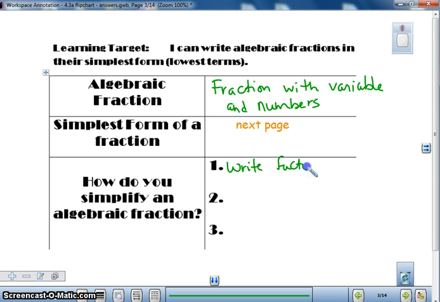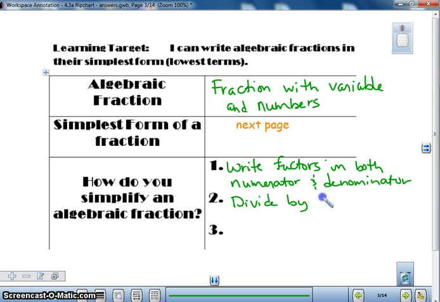Sometimes you're going to recognize some of these, so you may not need to always write out all your factors in both the numerator, which is the number on the top, and the denominator. Once you have written these two out with all your factors, you then want to divide by the common factors. Remember, when you divide, you're simply replacing it with a 1, and then you will be asked to simplify.